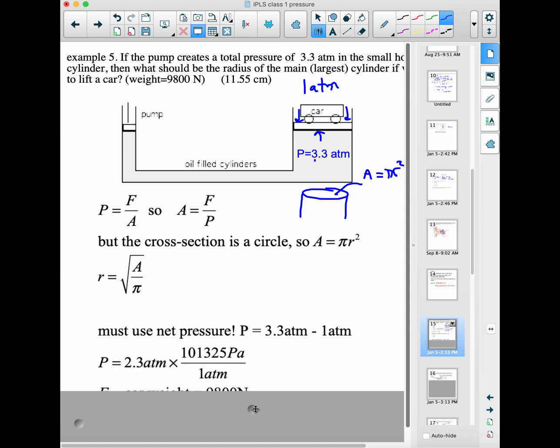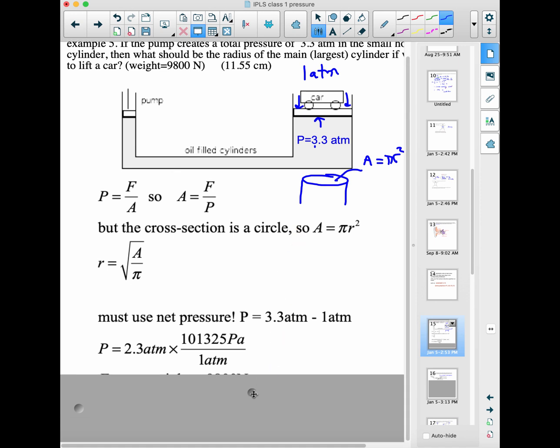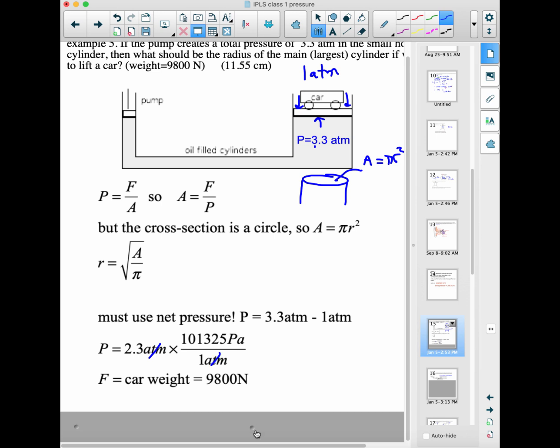Now we need to convert that to pascals. We know an atmosphere is 101,325 pascals, and so we use this ratio. Atmospheres will cancel. This will convert to pascals. And then the force in question is just the weight of the car, which is given as 9,800 newtons. So putting those two in, we can calculate the area, and then put the area in there, and then calculate the radius. So with those hints, hopefully you're able to work back and get the answer of 11.55 centimeters. If you're still not getting it, then just fire me a message, and we'll go through it by video chat.